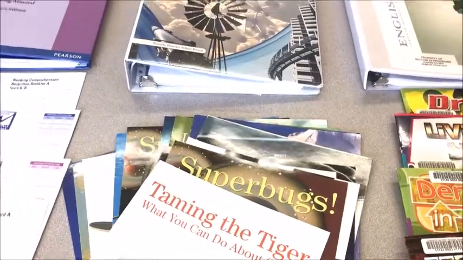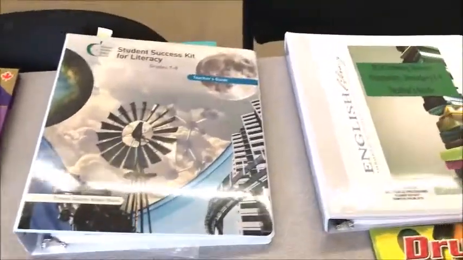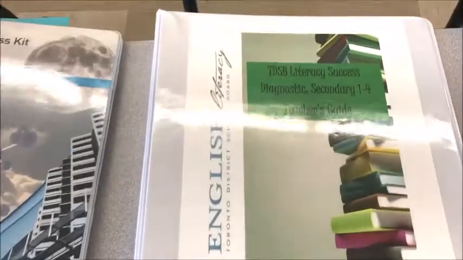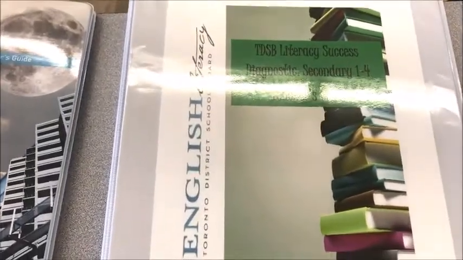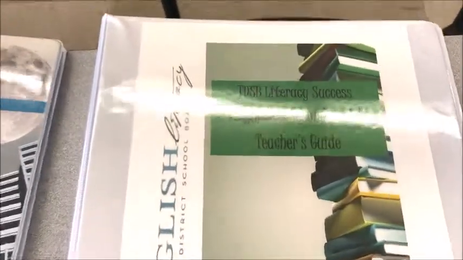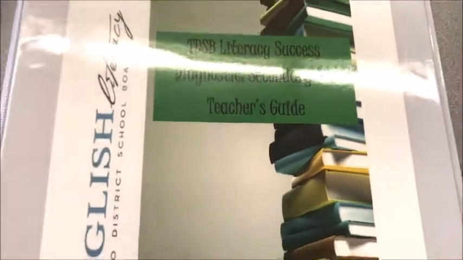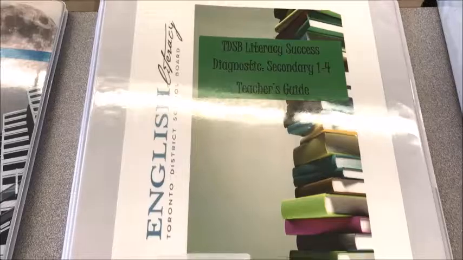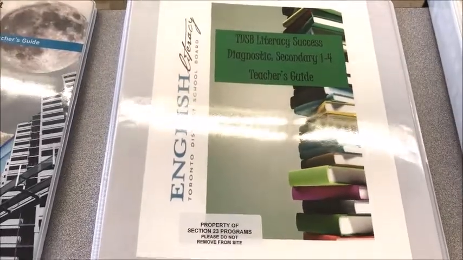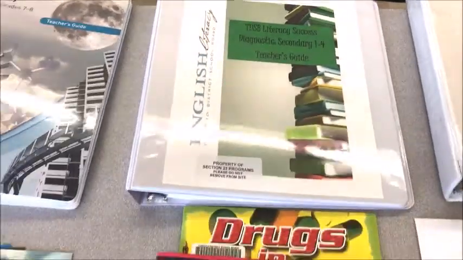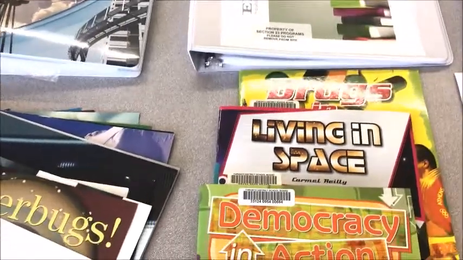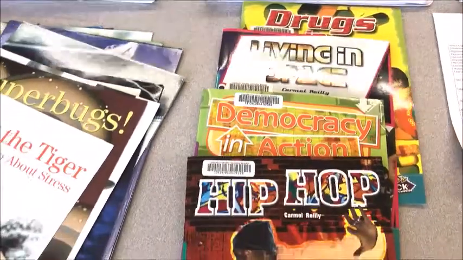If students are reading below grade level, the TDSB has produced a very similar assessment called the TDSB Literacy Success Diagnostic Secondary 1 to 4. And that's for students who are reading below grade 4. It assesses the same skills, so reading comprehension, reading strategies, and some writing skills.